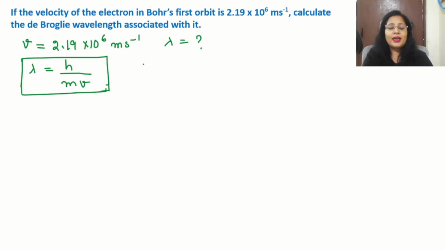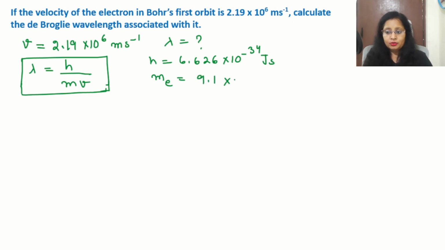For this, h value is 6.626 into 10 to the power minus 34 joule second, which is a fixed value, and mass of the electron is also a fixed value. Mass of the electron is 9.1 into 10 to the power minus 31 kg. So we can put these values.